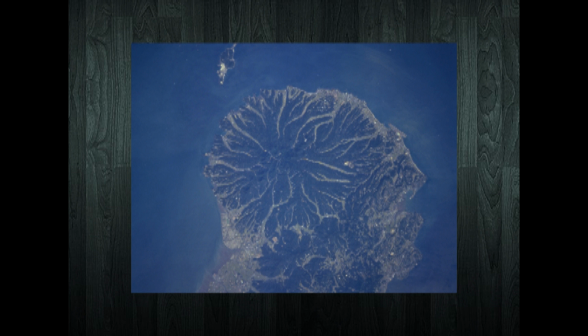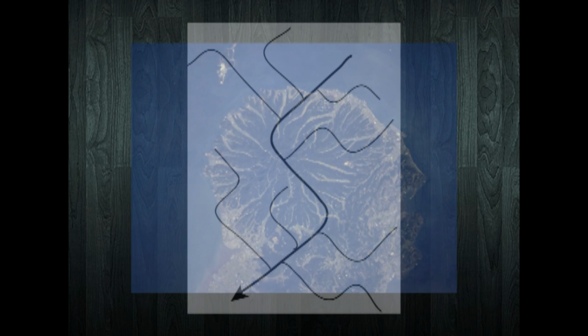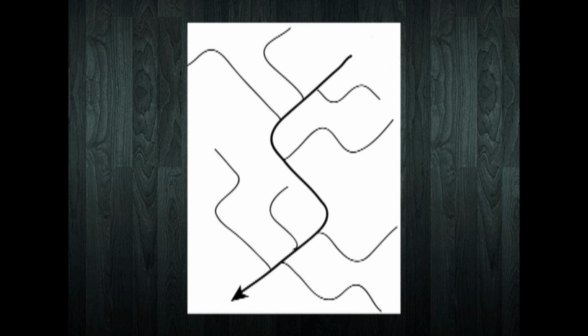Now this pattern is very different from either the dendritic or the radial. This is called a rectangular pattern, and I think you can see why. Just look at all of those right-angle turns. The rectangular pattern is typical of a landscape that's been formed by fractured joints and faults, and because this broken rock is eroded more easily than unbroken rock, stream beds are carved along the jointed bedrock.